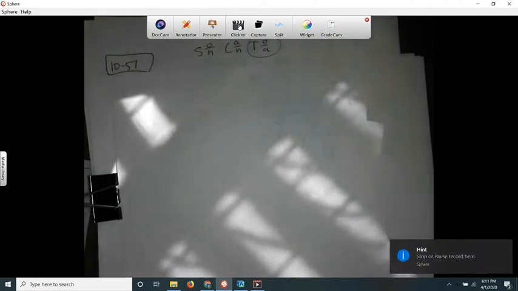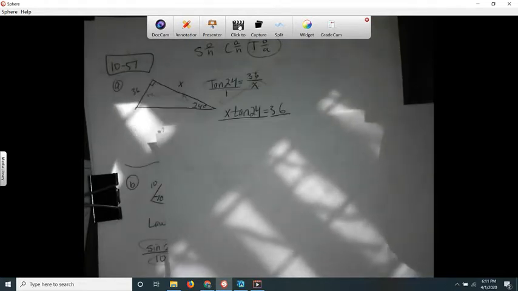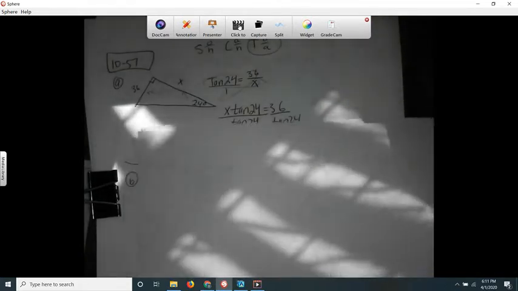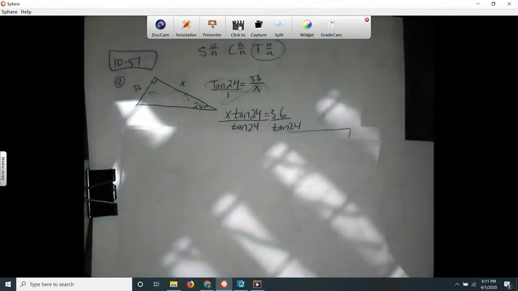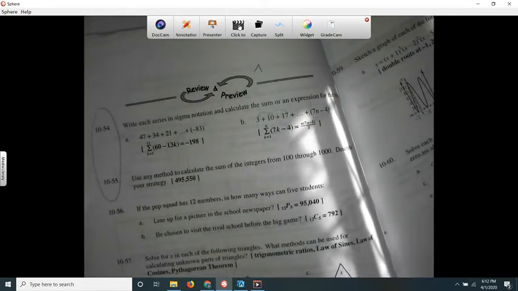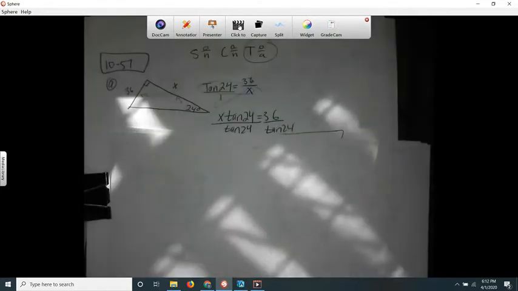Here's Integrated 3, problem 10-57, and it wants you to solve for x. So it has a triangle, and it says solve for x, and which methods can be used for calculating the unknown parts of the triangles. So which methods? So we're going to solve for x.